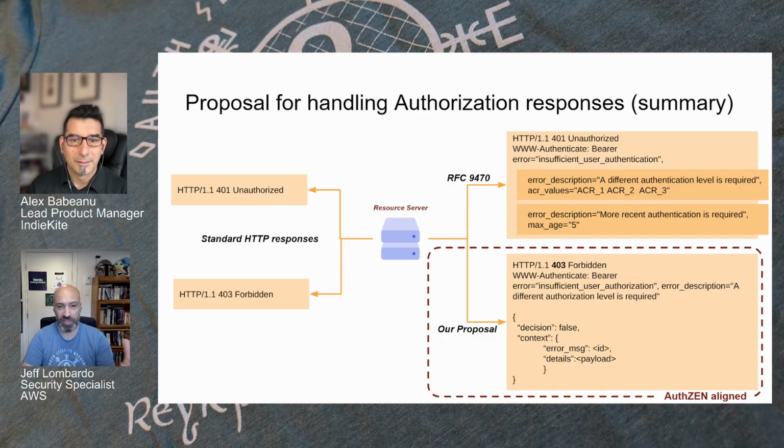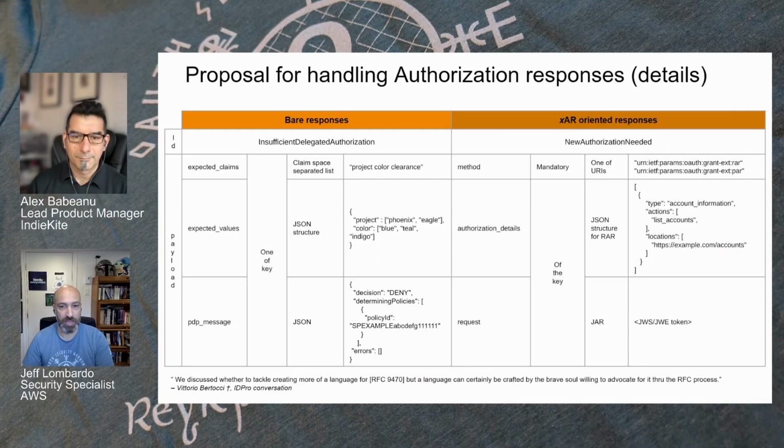Cool. So that really closes the bridge on that. Here we can see the details of what we plan to propose for the new potential RFC that we hope to discuss with the different parties at IETF. What we want is to have two types of response. One type, which we call bare response, gives more indication and details about what is happening on the resource server side in order to pass the access control gate.